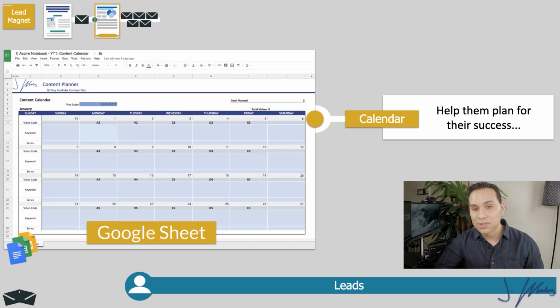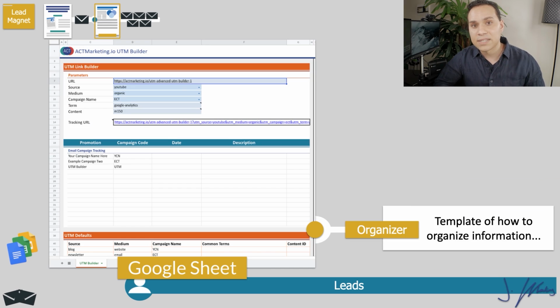So this next one's going to be a calendar. This is one that we currently offer on this channel. When we talk about content marketing, this is a simple Google Sheet that we give to people in exchange for their contact information so they can plan out their YouTube content as well. And finally, as an example, we have a UTM organizer, and this is something that I'll talk more about when we get into how to actually drive traffic during your traffic plan.